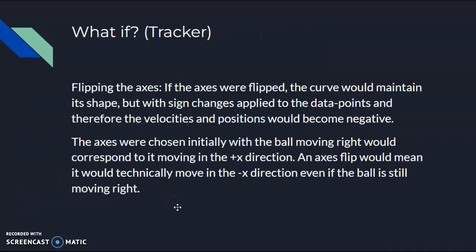So what if? Flipping the axes. At the start of this experiment for Tracker, we chose which axes to correspond to which direction of movement. So I chose initially the ball moving right, corresponding it to it moving in the plus x direction, but an axis flip would mean it would technically move in the negative x direction, even if the ball is still moving right, because if the axes were flipped, the curve would maintain its shape, but with sign changes applied to the data points, and therefore the velocities and positions would become negative rather than positive as the graph increases in the first quadrant.